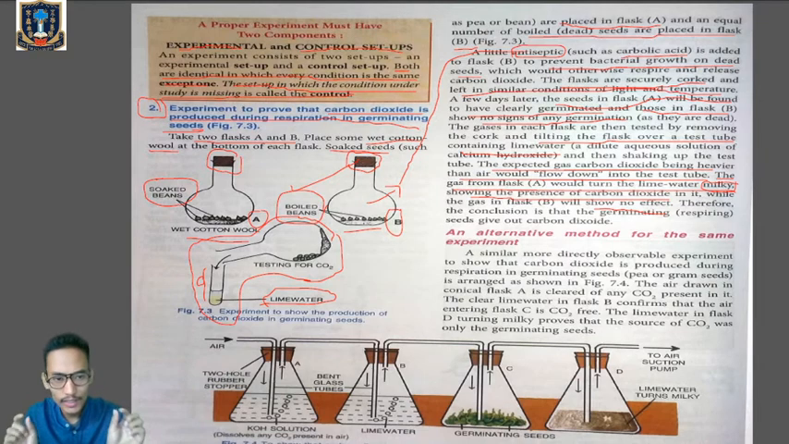Requirement was two flasks A and B. We require germinating bean seeds and the dead bean seeds. We require wet cotton wool.